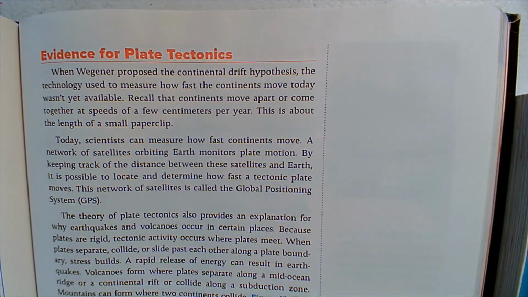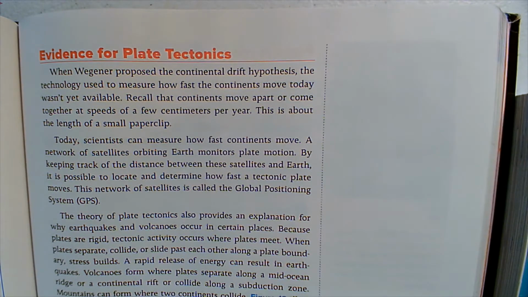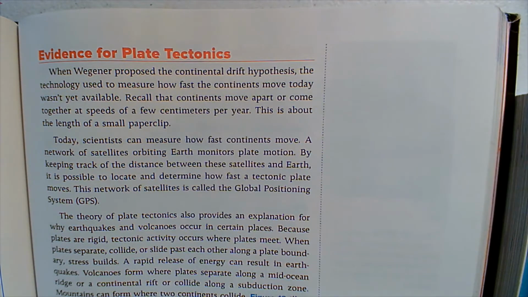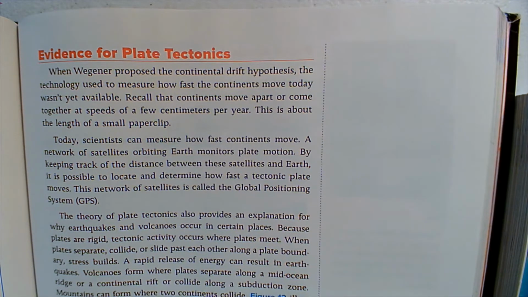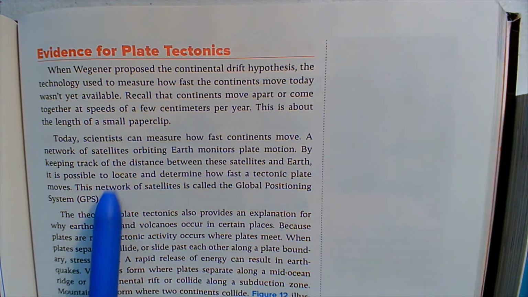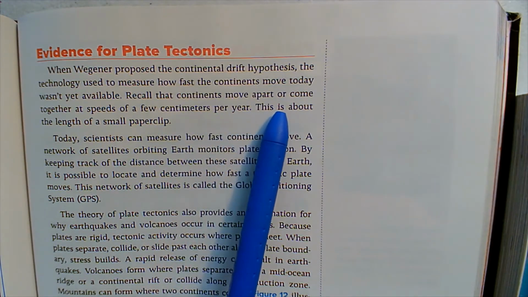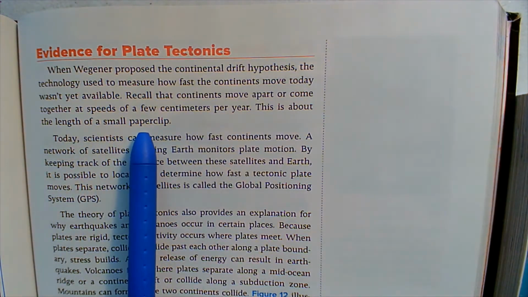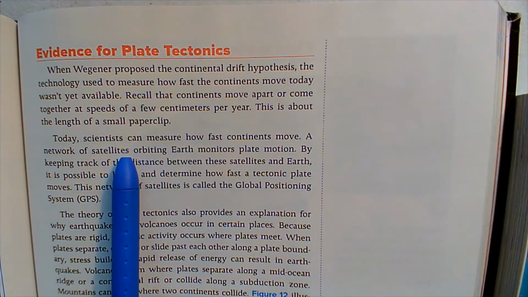Okay, so we've learned about plate tectonics theory and the different types of plate boundaries. We're going to next talk about the evidence behind all of this and then the cause of it, what's causing it. So when Wegener proposed the continental drift hypothesis, the technology used to measure how fast the continents move today wasn't yet available. Recall that continents move apart or come together at speeds of a few centimeters per year. This is about the length of a small paperclip.